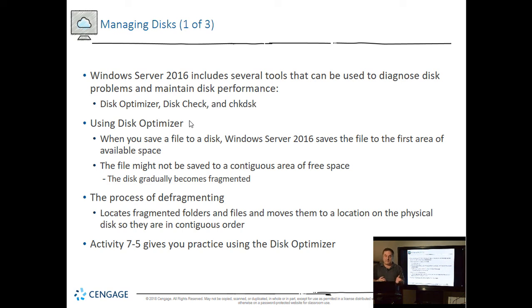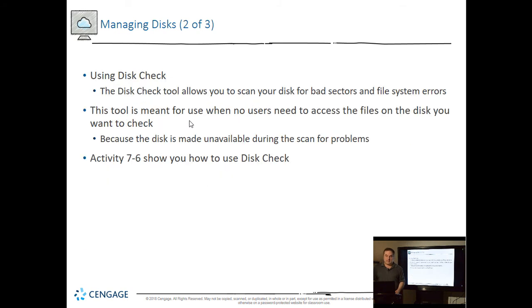The disk optimizer: when you save a file to a disk, Windows 2016 saves a file to the first area of available space. The file may not be saved in a contiguous area of free space. So basically that means that if you have a free spot, it's going to stick part of that file in the free spot and part of that file in another spot of the hard drive. And that fragments the drive, which makes it very slow. So Windows automatically will defragment when it has time, when it has processes in the background. Whereas before, in previous versions of Windows, back prior to, say, 2008, you would have to manually go in and defragment the hard drives. So that does give you that advantage.